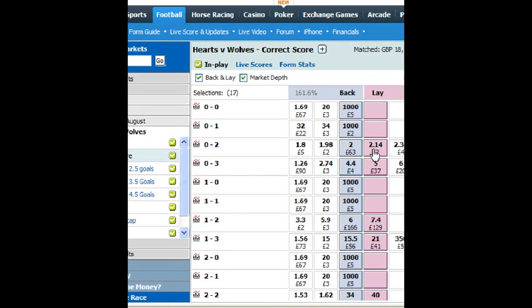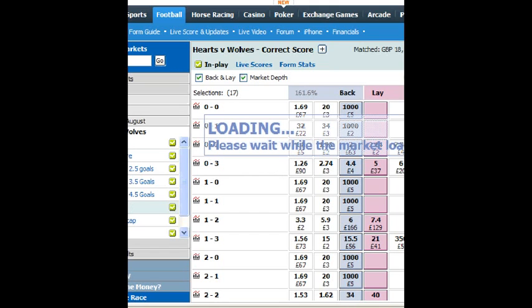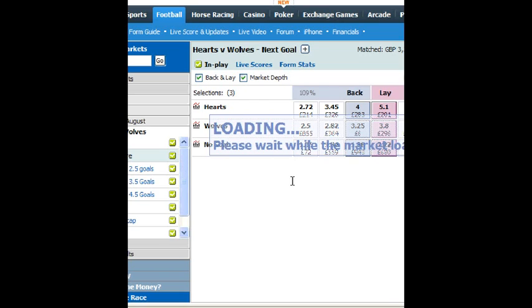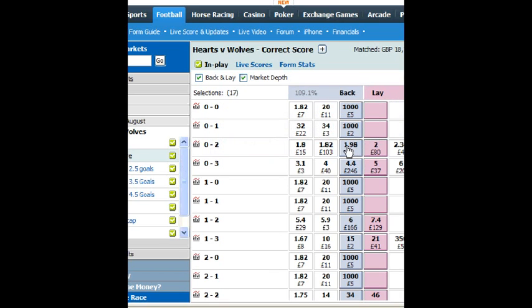So we've got 2 and 2.14 now. So we'll go to next goal, 2 and 2.14, and we've got 1.88 and 2.22. By the time you've included a bit of commission on those, on next goal, no goal, there will be no profit to be made on those odds, I would guess. So we'll go back again, 1.88 and 2.22, back to correct score, and there we are, 1.98 and 2 now.